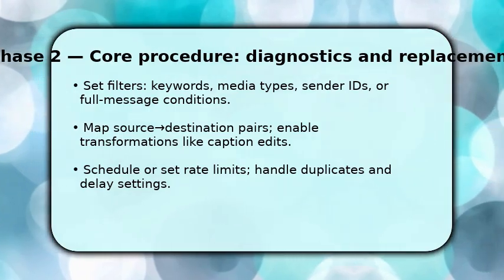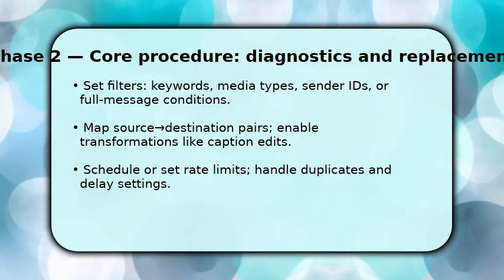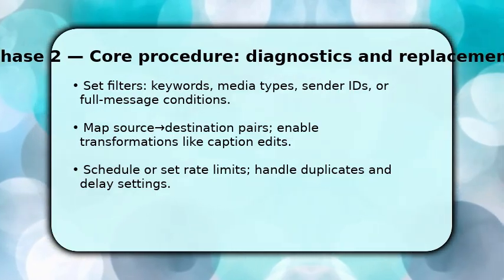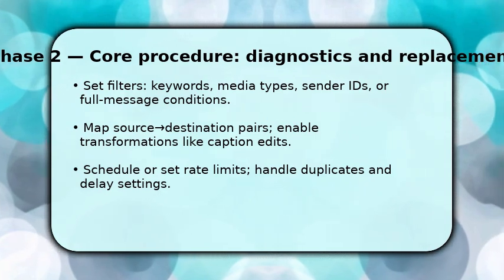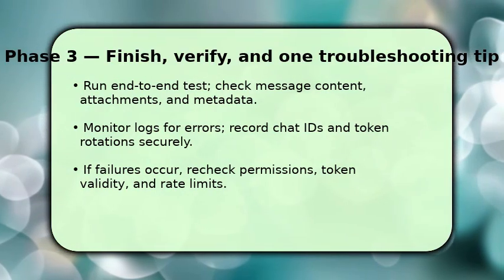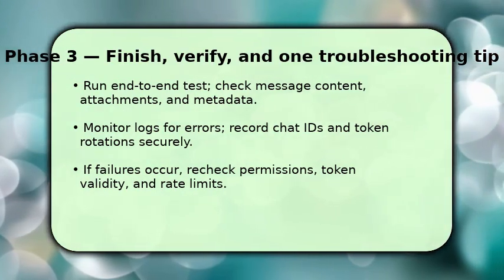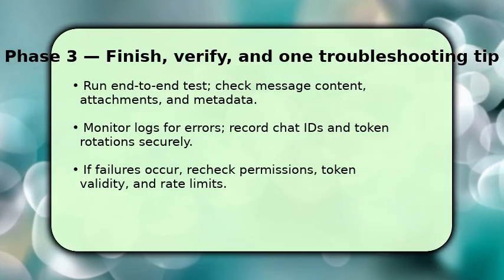Test a sample message to confirm the logic. Adjust filters if you see unwanted forwards. You finish by running a full end-to-end test. Send real messages, check how attachments and captions arrive, and confirm sender attribution. Make sure logging is enabled so you can trace failures later.